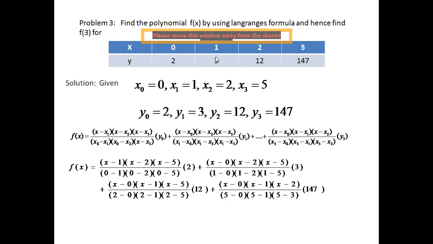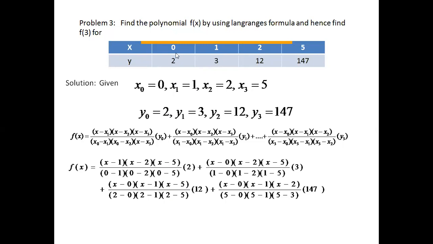For the second term, you should not write x minus 1. So write x minus 0 into x minus 2 into x minus 5. The denominator for the second term, you have to start with 1 minus 0, 1 minus 2 into 1 minus 5. Multiply this ratio by 3. That is the second term. For the third term, the x minus 2 factor should be missing in the numerator, and the denominator must start from this number.